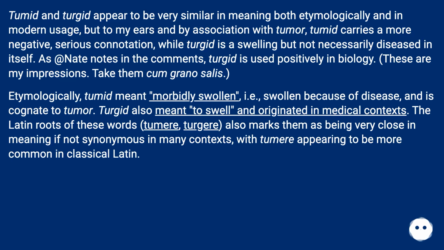Etymologically, tumid meant morbidly swollen, i.e., swollen because of disease, and is cognate to tumor. Turgid also meant to swell and originated in medical contexts. The Latin roots of these words, tumere and turgere, also mark them as being very close in meaning, if not synonymous in many contexts, with tumere appearing to be more common in classical Latin.